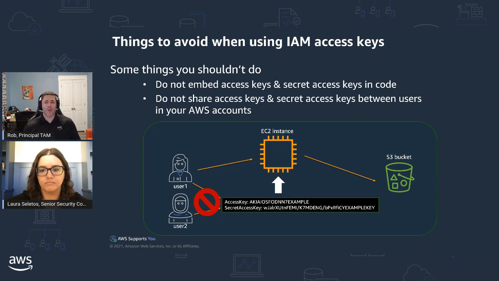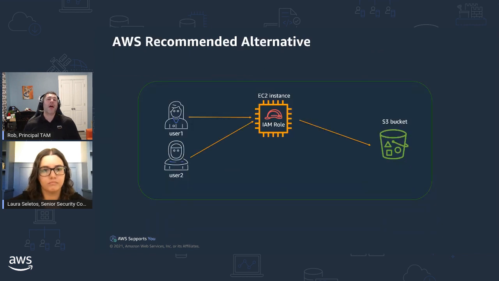As we see here, we have two users with access to an EC2 instance for an application, and they've chosen to embed the access key and secret access key into their actual application so that the application can make get or put requests to S3. This goes against the AWS best practice because you're embedding those access keys into your application and storing long-term persistent keys there.